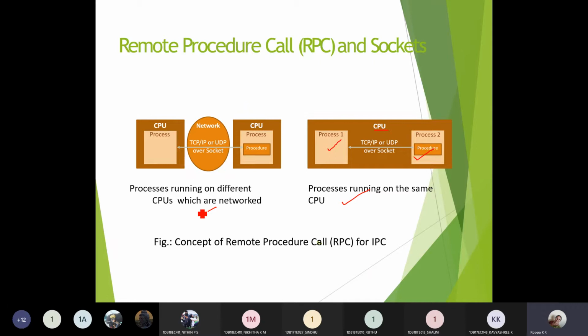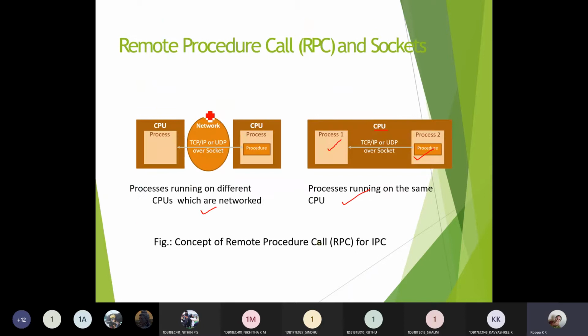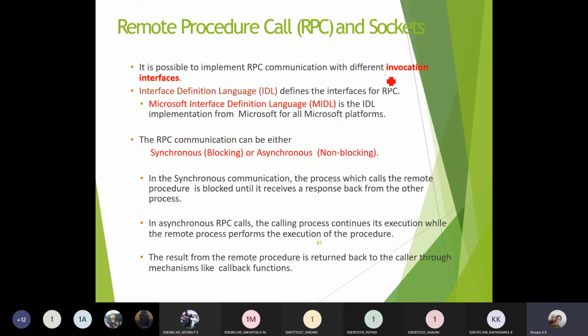So the remote procedure call can be used for transferring information between processes which are present within the same CPU, or on different CPUs, and it can be used for transferring information between CPUs which support different operating systems. If you have different operating systems, there should be some interface between those CPUs in order to transfer the information. So that is the invocation interface. It is possible to implement RPC communication with different invocation interfaces.